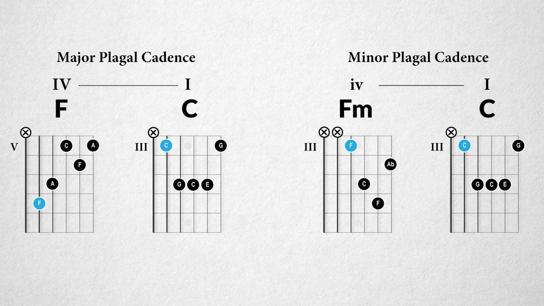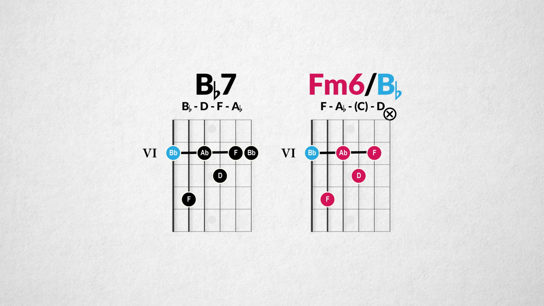Now, another way to experience the sound of a backdoor dominant is to hear it as a 4th degree in a plagal cadence. And this seems impossible, but if we look close to the B flat 7 chord, we can approach this as an F minor 6 chord with a B flat in the bass. So F minor 6 over B flat.